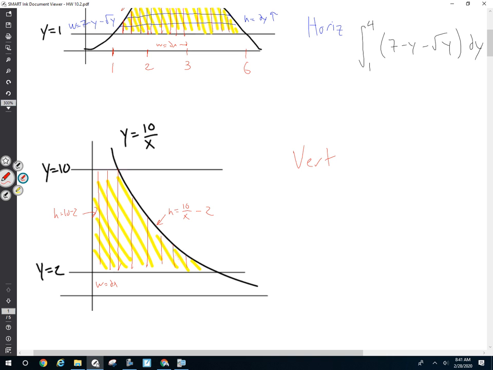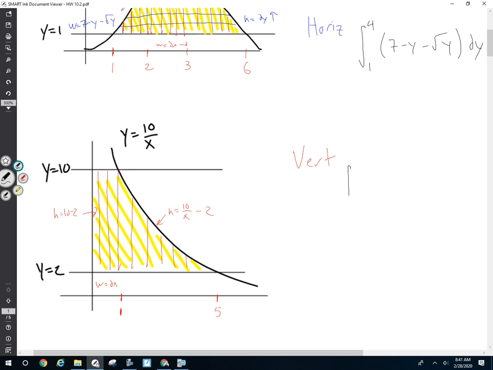Okay? So for vertical, I'm going to need two integrals. One integral from here to this intersection. So that's going to be when x is 1. It's pretty easy to kind of see that we get a y of 10 when x is 1. You could set these equations equal to each other to figure this out. And then when x is 5, I get a y of 2. So I go all the way to 5.